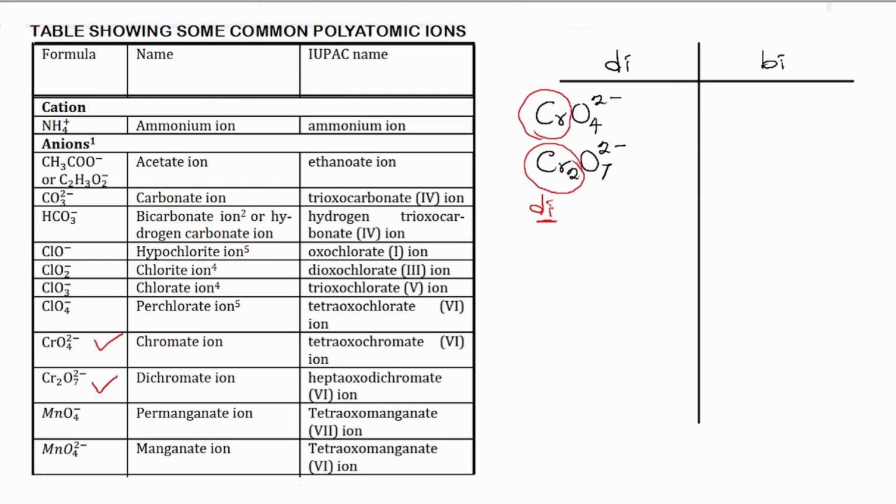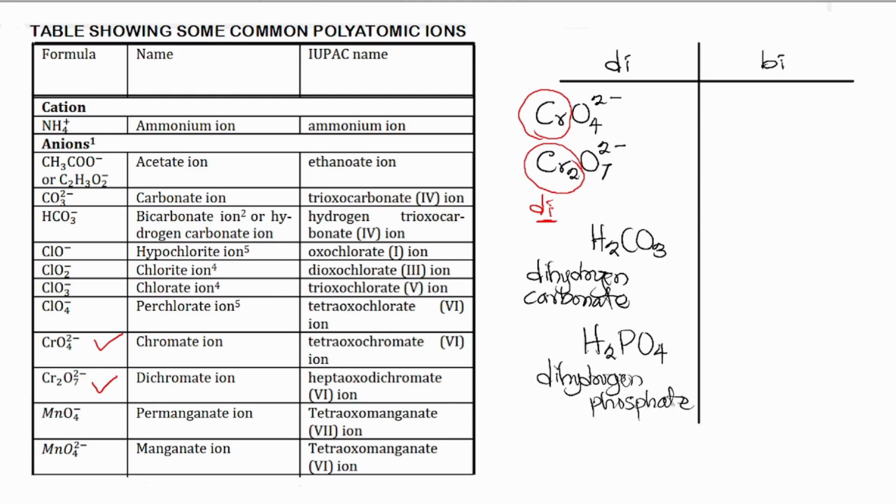Other examples of this include carbonic acid, H2CO3, otherwise known as dihydrogen carbonate, and dihydrogen phosphate. In these two, we can see that the prefix di is also present, and it implies that there are 2 hydrogen atoms within the molecule of these 2 compounds.